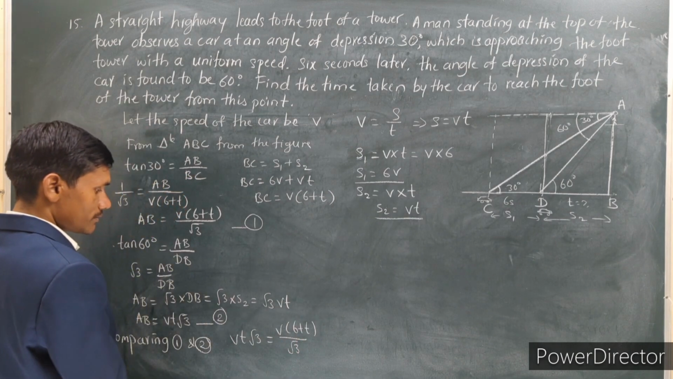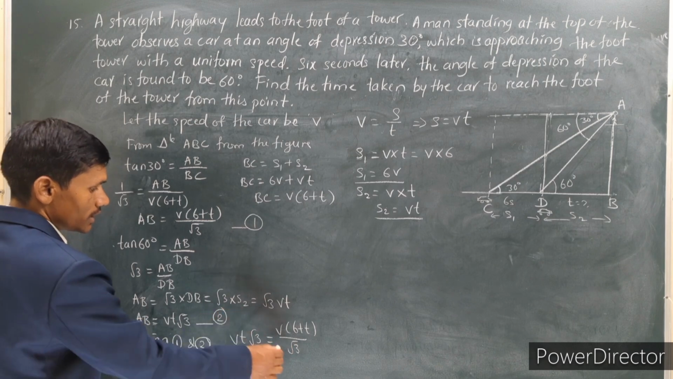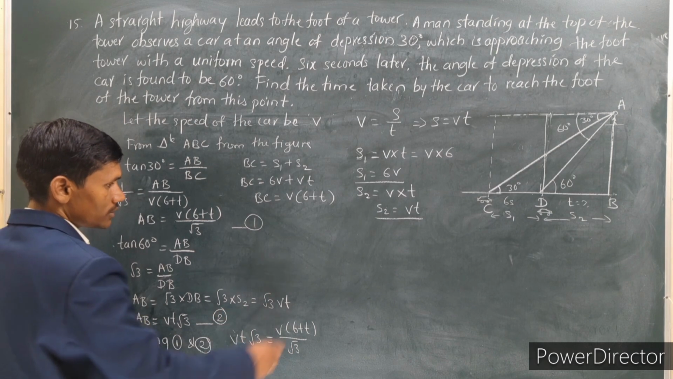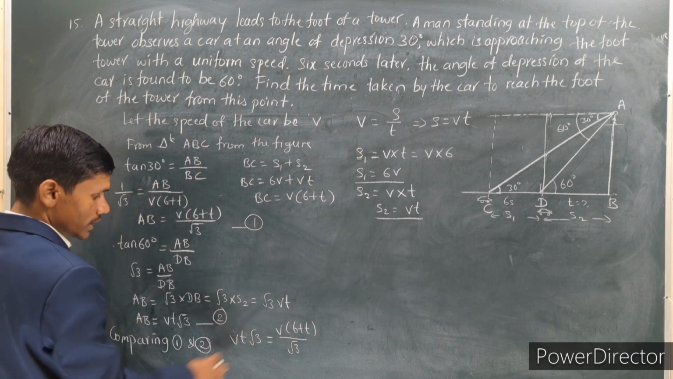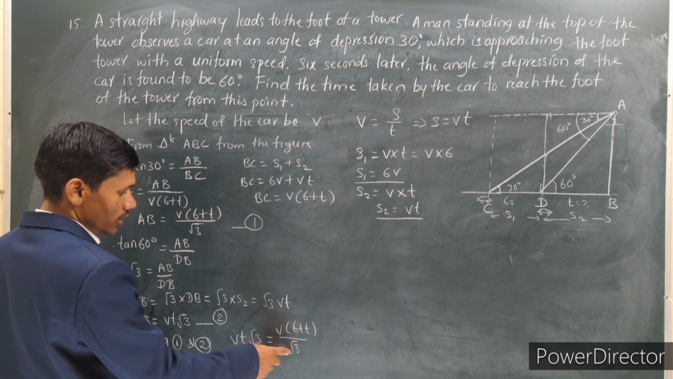This much we got, right? Now what you have to do is go for cross multiplication. You have to bring this to the other side. So what this becomes: root 3 into root 3. This is all multiplication, right? Root 3 into root 3 means 3, you will get, or not.